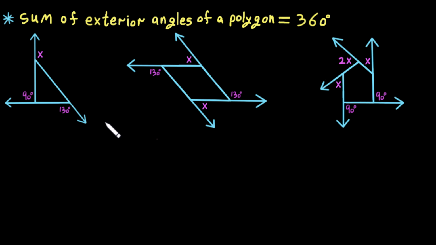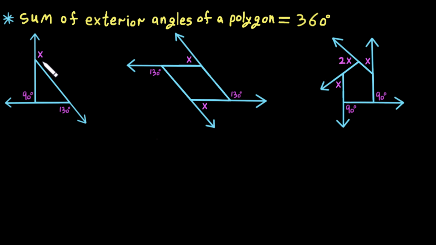In this video, we'll find the missing exterior angles of a polygon using three examples: a triangle, a quadrilateral, and a pentagon. We'll use the fact that the sum of exterior angles of a polygon is always 360 degrees. The first example is a triangle. We are given two exterior angles, 90 degrees and 130 degrees, and we need to find the missing exterior angle x.